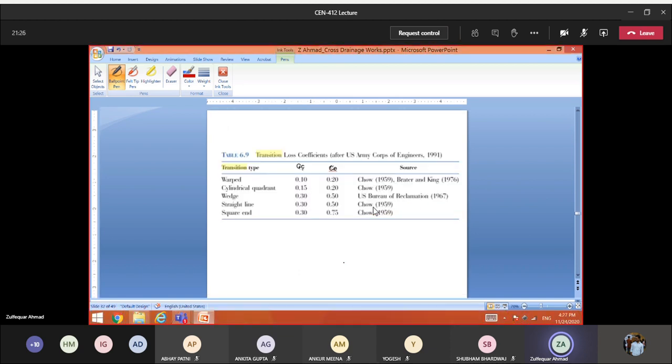You can see here for the warp wall, what is the contraction coefficient and what is the expansion coefficient. Likewise for the other shapes, this is given. The maximum value in this case for the expansion is 0.75, which is given by the Venturi chute, and for the contraction 0.3. In general, for the contraction we consider 0.2, and for the expansion we take 0.3.